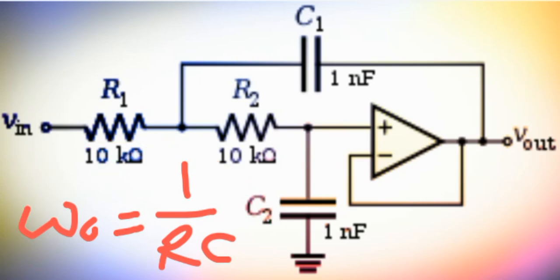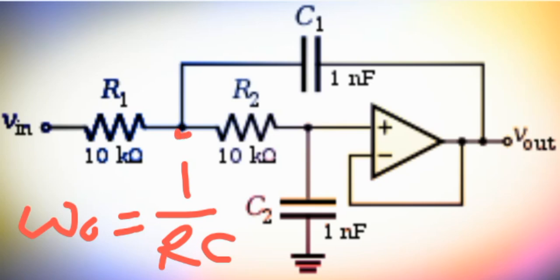Otherwise, you can say that the cutoff frequency of this filter will be omega naught is equal to 1 over the square root of R1 into R2 into C1 into C2, if the resistances are not of equal values and capacitances are not of equal values. Now you can see that we have applied an input to this node.